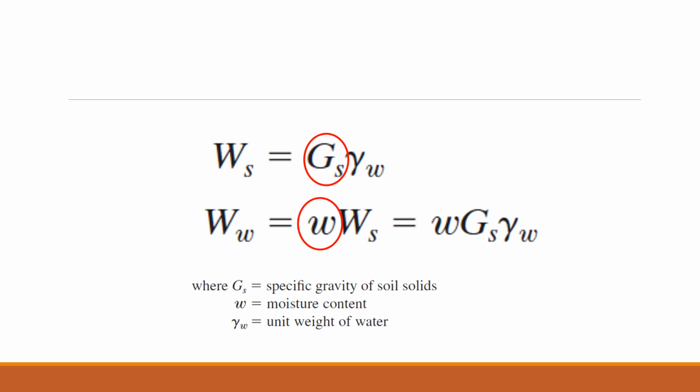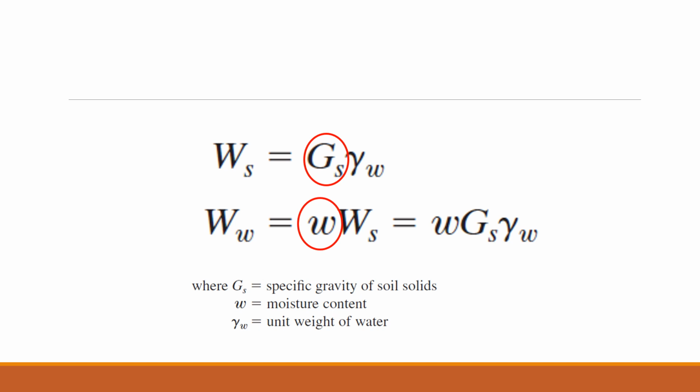So the weight of solids is equal to the specific gravity and the gamma of water, or the unit weight of water. So again, for us to be able to proceed or to understand the succeeding slides, let us first establish these following formulas for our weight of solids and the weight of water.